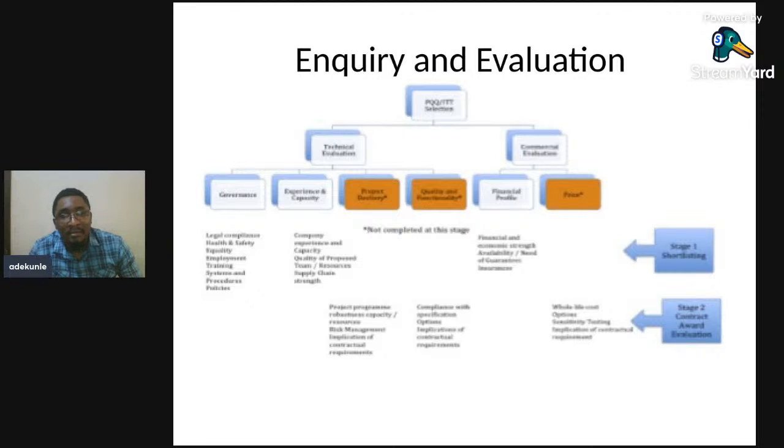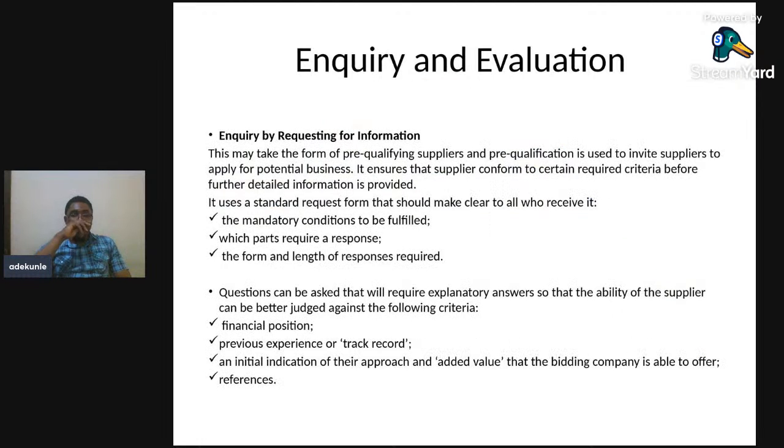Of course, let's look at the next stage, which is bid evaluation. We've looked at sourcing. Now we're looking at how you can actually evaluate the source of your product. For instance, we talk about the inquiry and the evaluation process. Now, how do you do that?